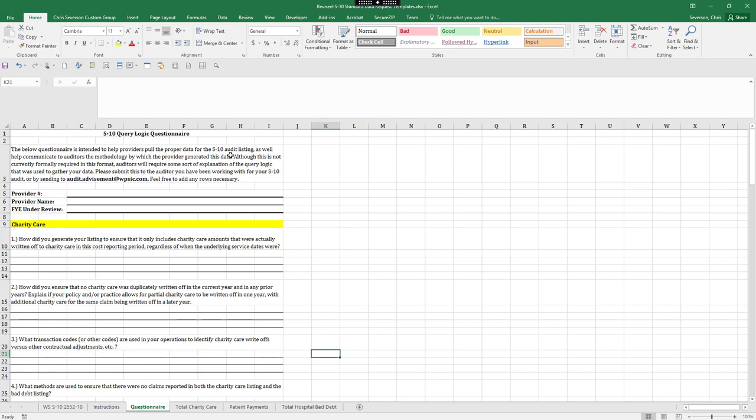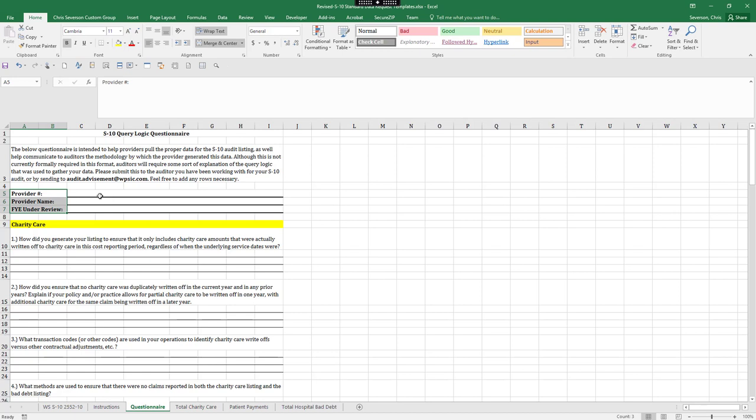We've had some questions on what exactly that means. So we've put together this questionnaire to help explain the certain things we're looking for as far as this query logic. We believe this will serve as a good tool for both providers and auditors. It should help to explain what we're really looking for in certain columns in these worksheets altogether. So let's walk through this.